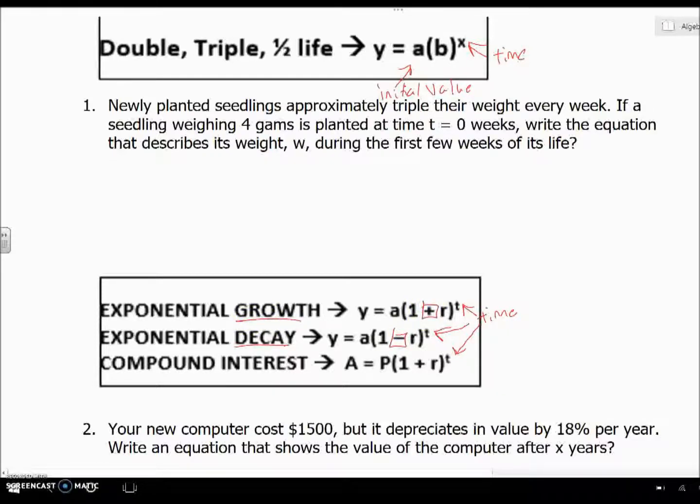This compound interest one is actually the same equation as my exponential growth. It's just we use different variables when we're talking about compound interest. So let's start with our first problem.